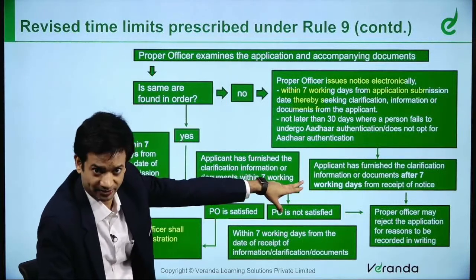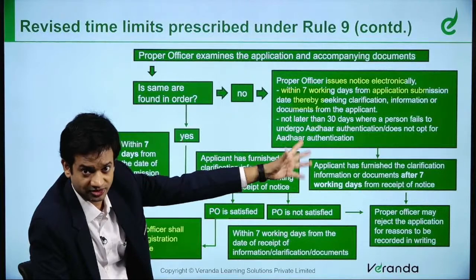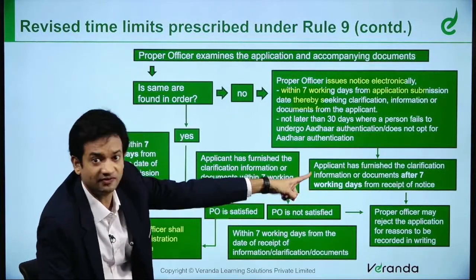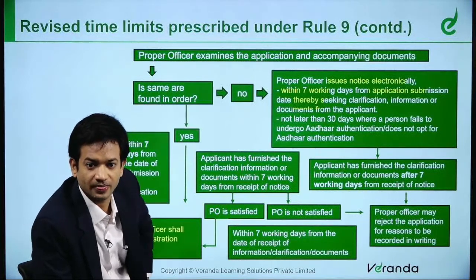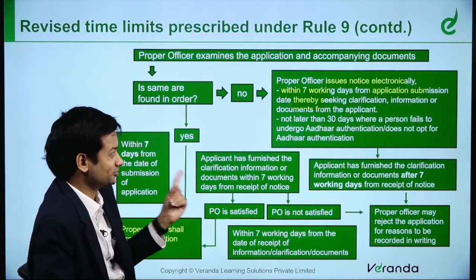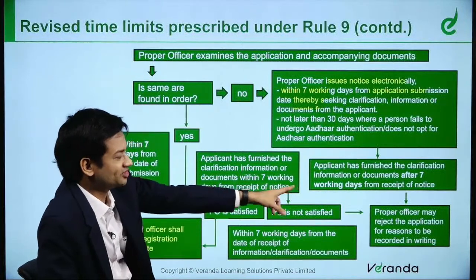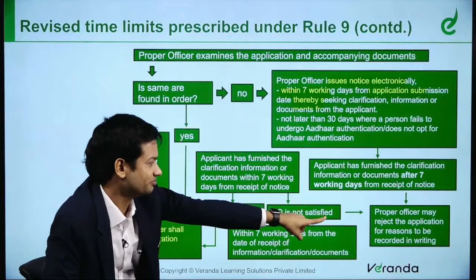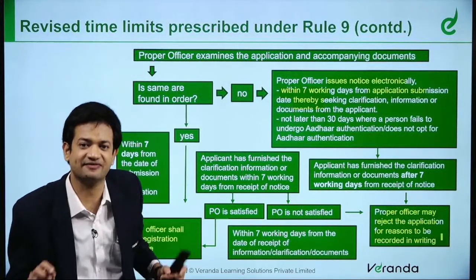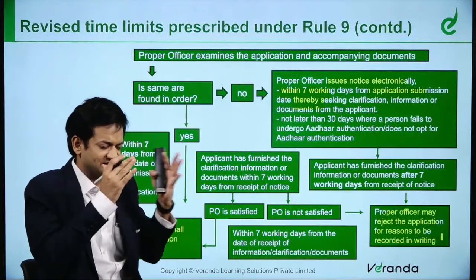Now what happens? I have issued notice, the officer issued a notice, then what happens? Again, the applicant furnishes the clarification and documents after 7 working days from the receipt of notice. In that case, within 7 days it has to be, we saw in the previous slide, right? When the notice is issued and the applicant furnishes after 7 days, then it's a problem. Then the officer may reject the application, because everything happens within 7 days. Everywhere it is 7 days.